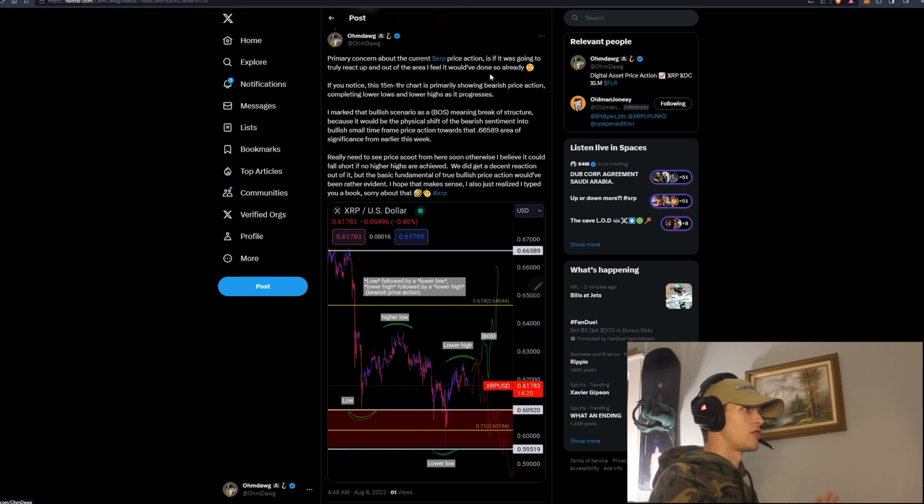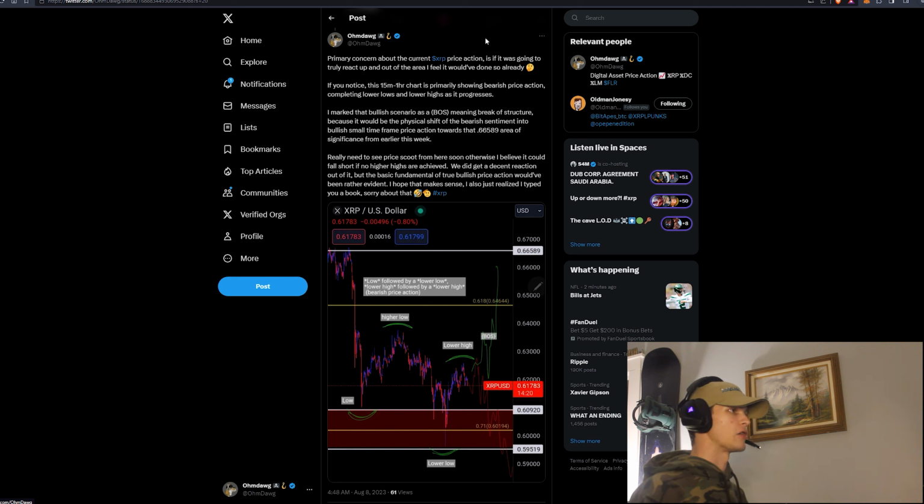My primary concern about the XRP price action at this time is that if it was going to truly react up and out of the area, I felt that it probably would have done so already. If you notice, this 15-minute to 1 hour chart is primarily showing bearish price action, completing lower lows and lower highs as it progresses.